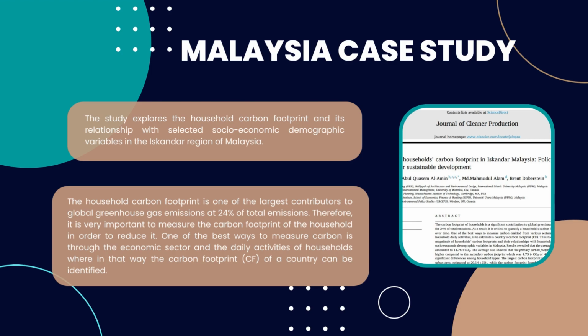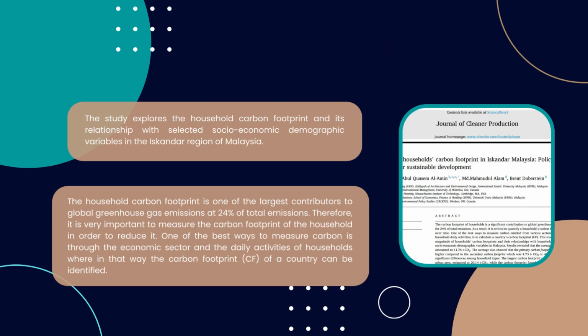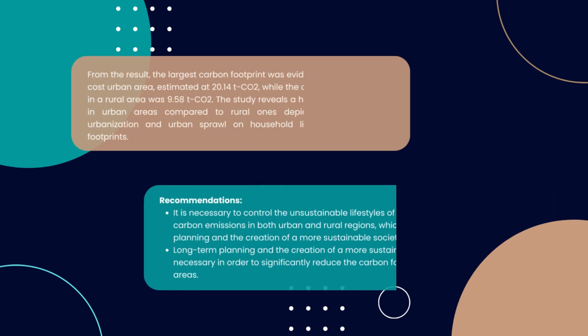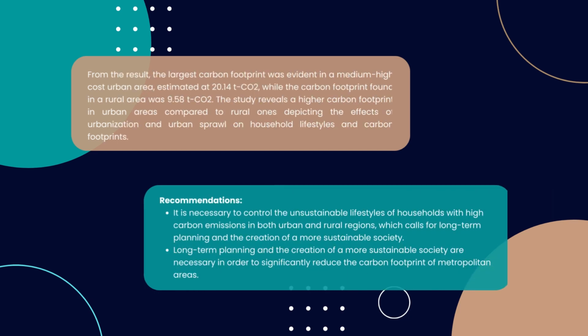One of the best ways to measure carbon is through the economic sector and the daily activities of households, where in that way the carbon footprint of a country can be identified. From the result, the largest carbon footprint was evident in a medium-high-cost urban area, estimated at 20.14 tons of carbon dioxide, while the carbon footprint found in a rural area was 9.58 tons of carbon dioxide. The study reveals a higher carbon footprint in urban areas compared to rural ones, depicting the effects of urbanization and urban sprawl on household lifestyles and carbon footprints.